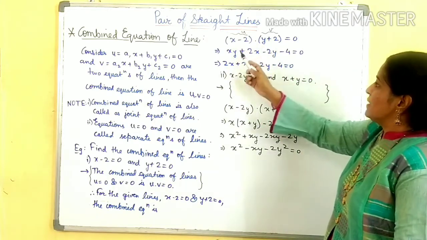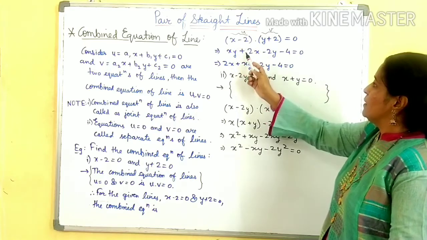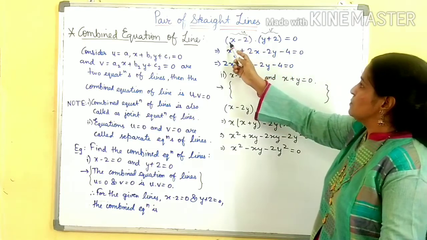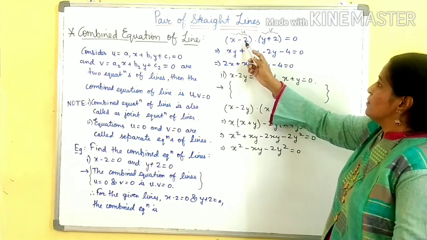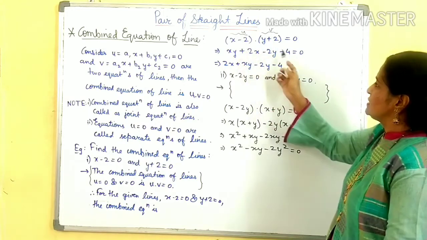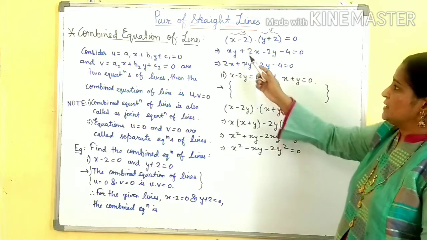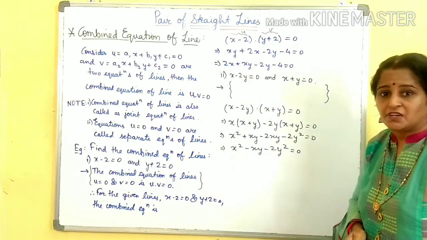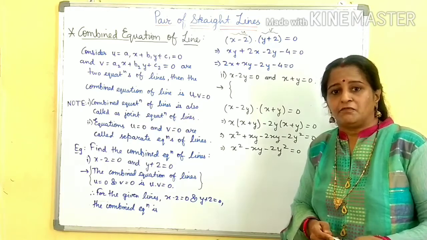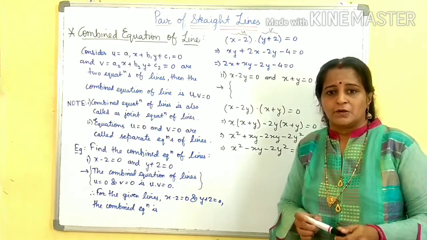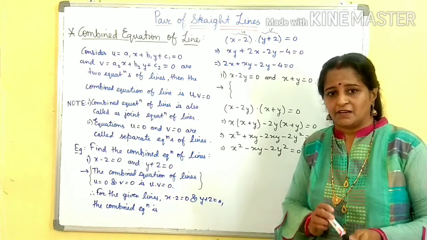x into y plus 2x minus 2y minus plus, so minus 4. To get the answer for the combined equation of line. Any equation for u and v, you have to multiply that equation only.